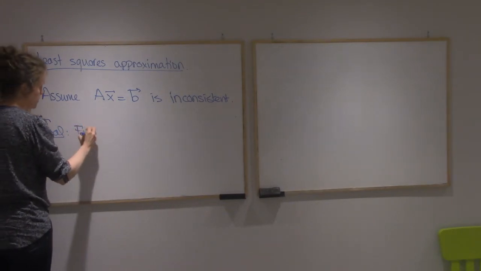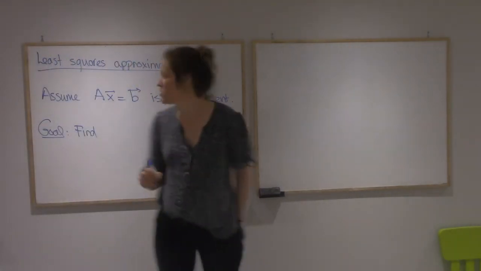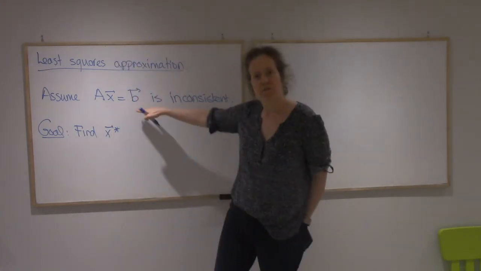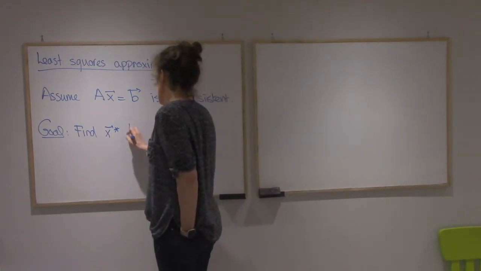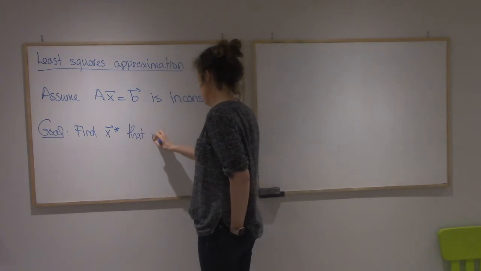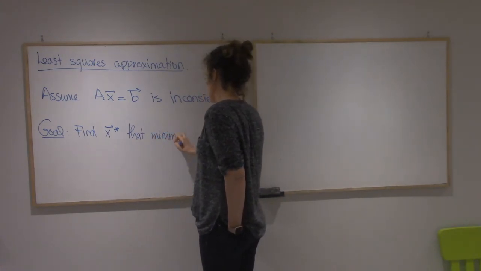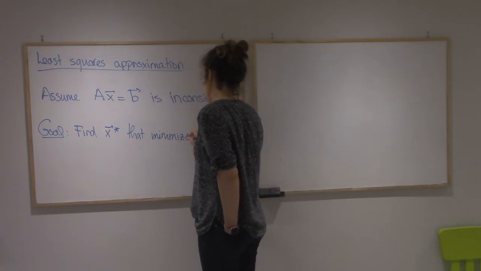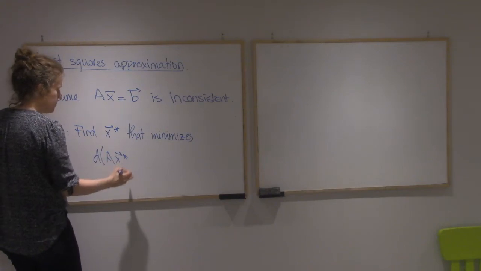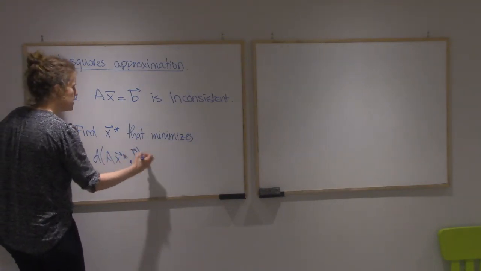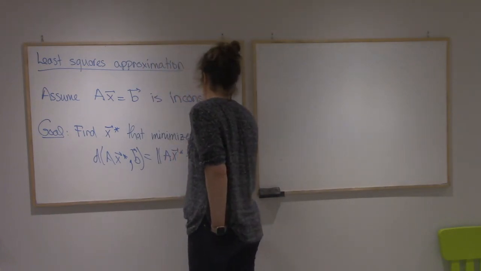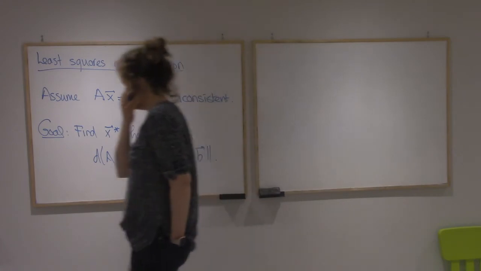And my goal, I don't have a solution, so I want to find x star. It will not fit this equation as is, but I want Ax star to be as close as possible to b, so that it minimizes the distance between the two. Minimizes the distance between Ax star and b, and so really I want it to minimize the length of the difference between the two.